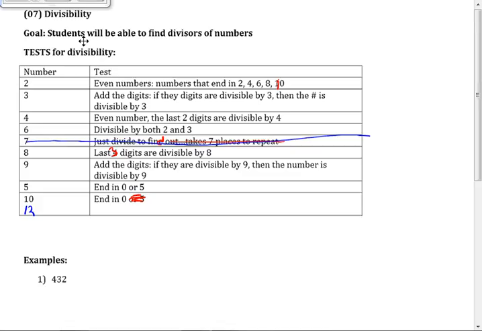Why do you have geometry? I don't know how I got mixed up in there. Okay, should be divisibility. Okay.